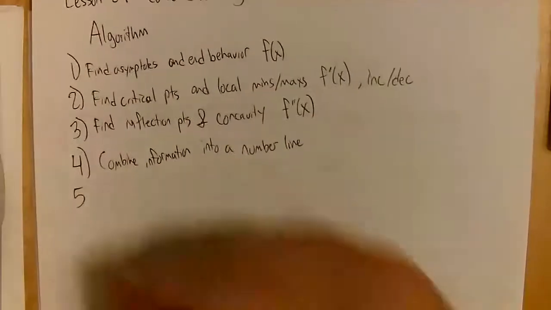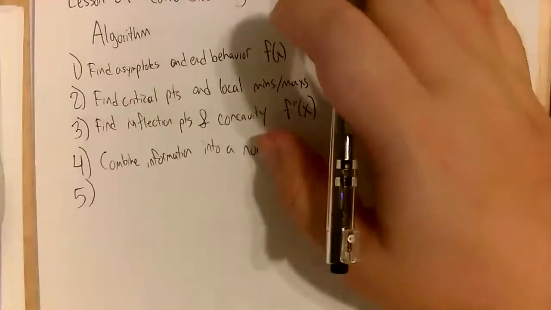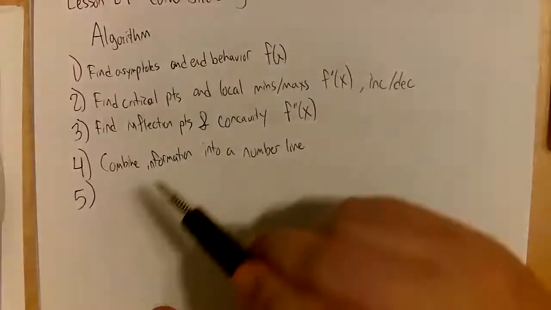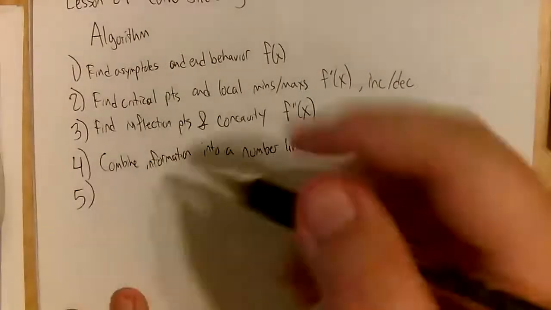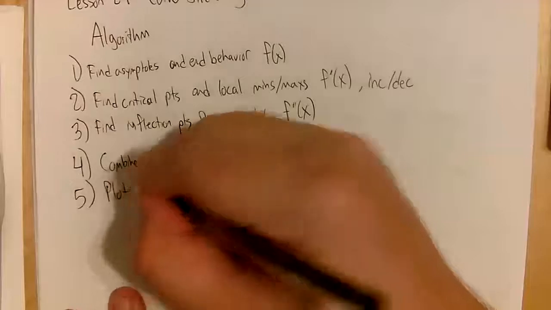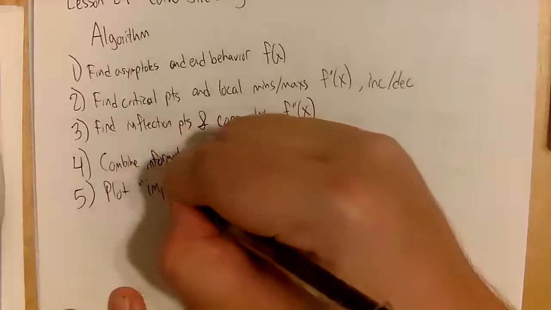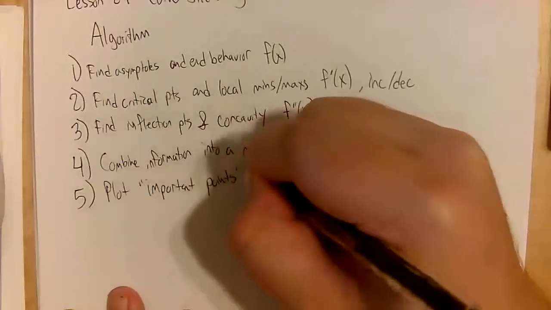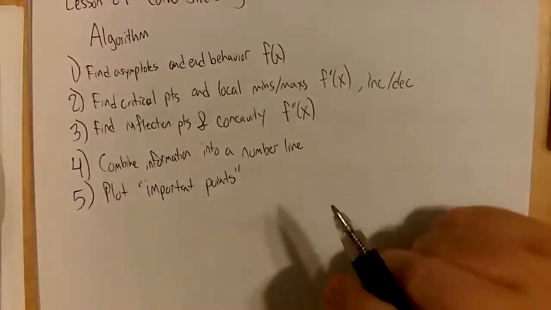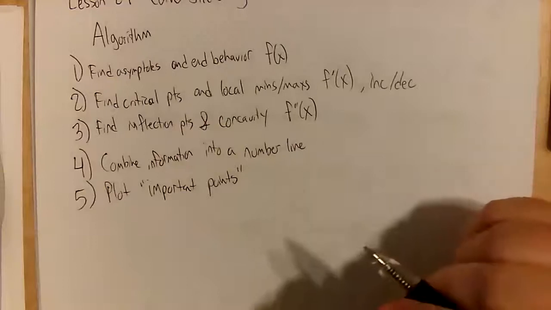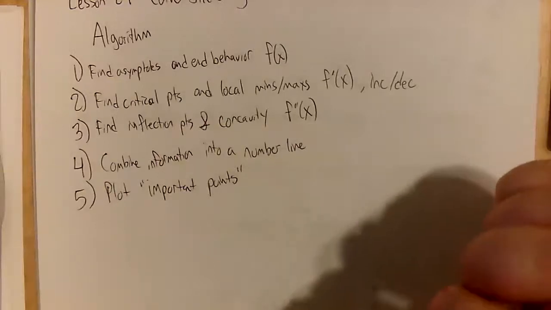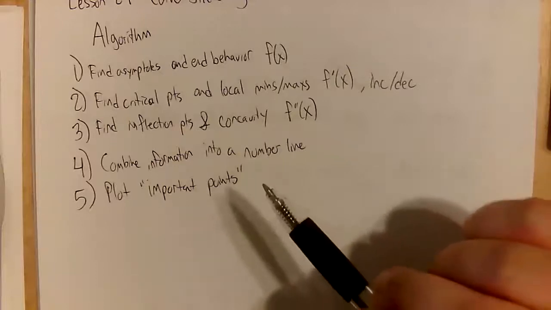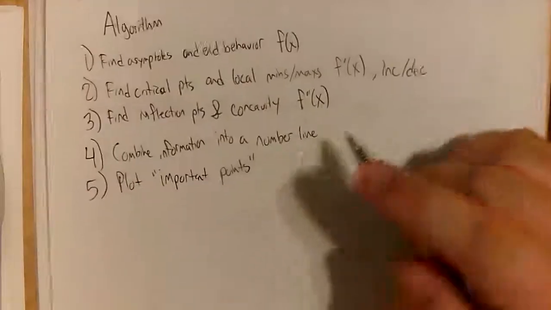Step 5, this is where we're actually going to begin plotting the graph. So steps 1 through 4, we were finding out information. Step 5, we're actually going to plot the graph. So the first thing we should do is plot, and I'm going to put this in quotes, important points. So these points could include mins or maxes or inflection points or even x or y intercepts. The more these points we plot, the more accurate our graph will end up being.